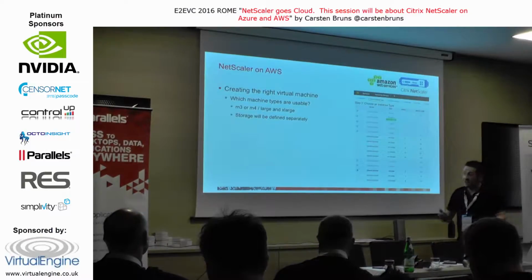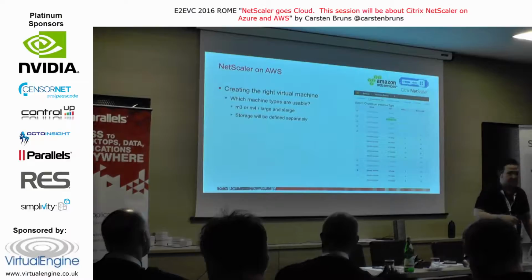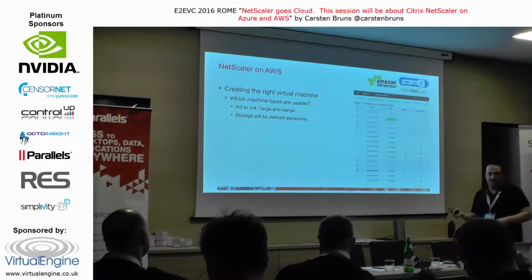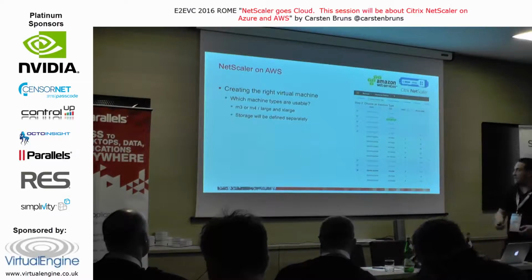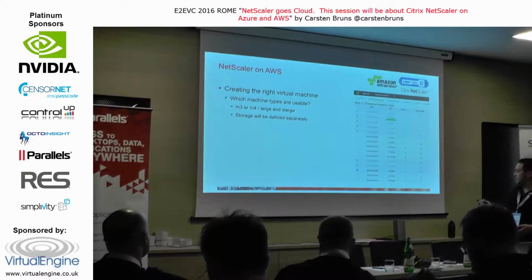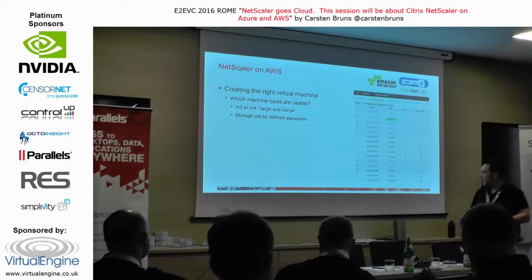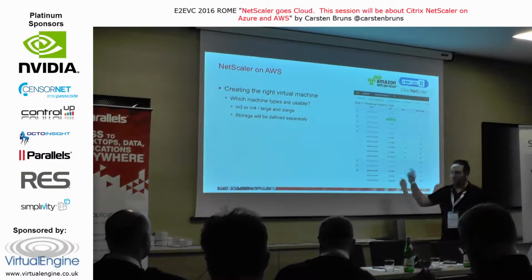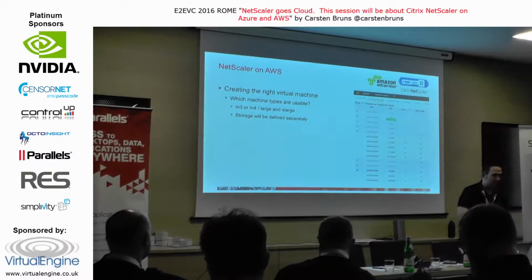So let's create a machine on AWS. We have more types of machines you can use for your NetScaler environment. I hope you can read it. So this is the same. You have your CPUs, your memory, and you can choose if you want a machine called M3 or M4.